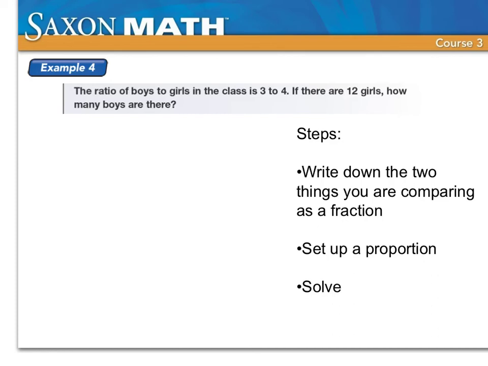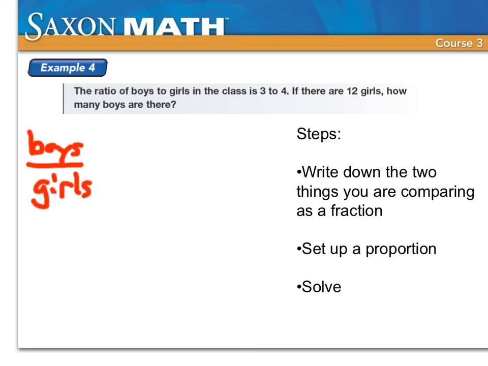Alright, here we have a ratio word problem. It says the ratio of boys to girls in the class is 3 to 4. If there are 12 girls, how many boys are there? Okay, the first step we want to do is write down the two things you were comparing as a fraction. So it says ratio of boys to girls. So I'm comparing boys to girls.